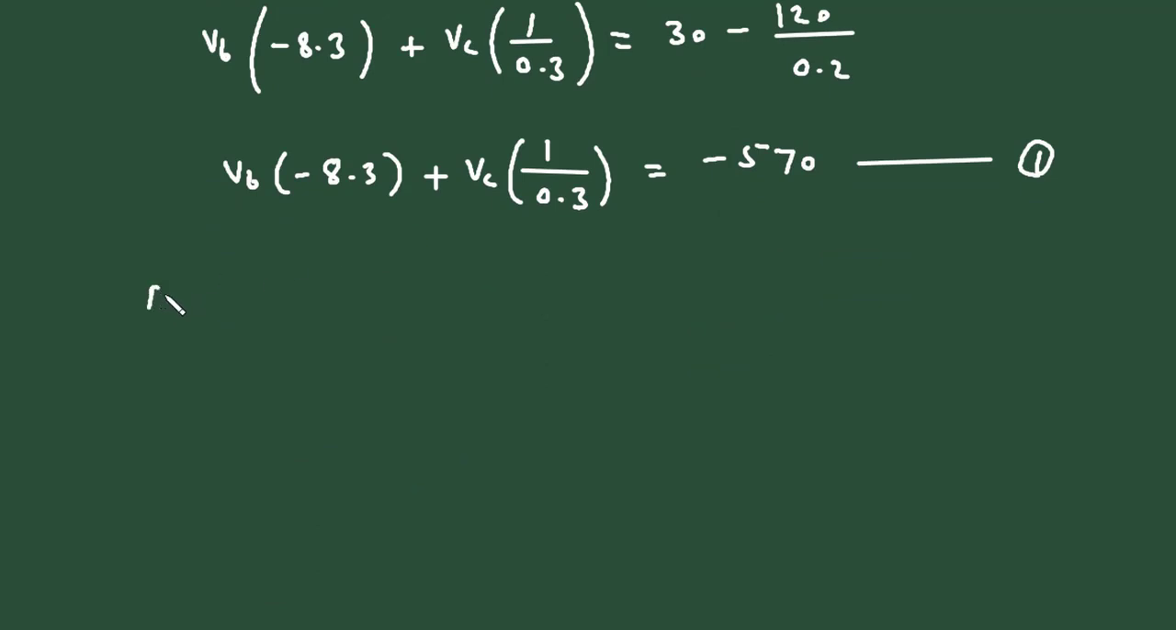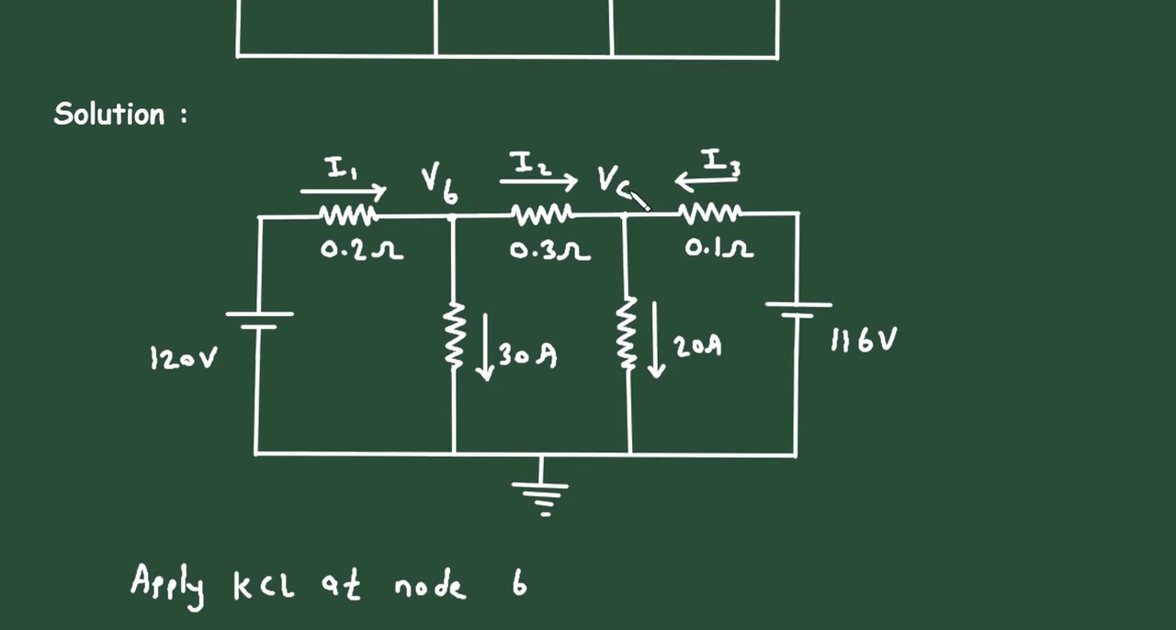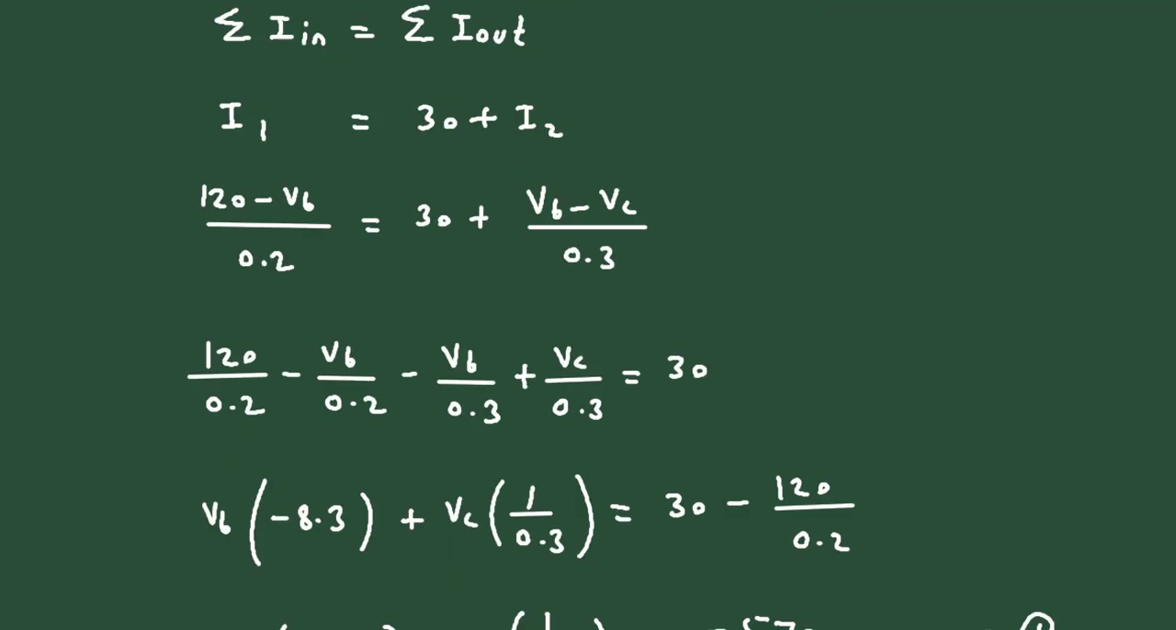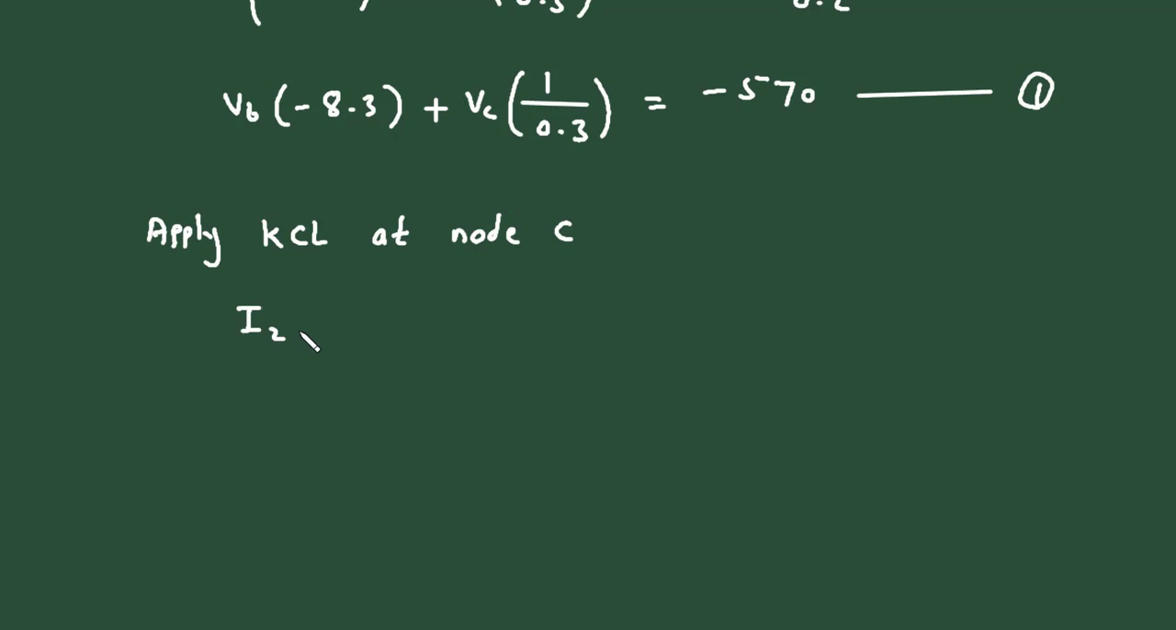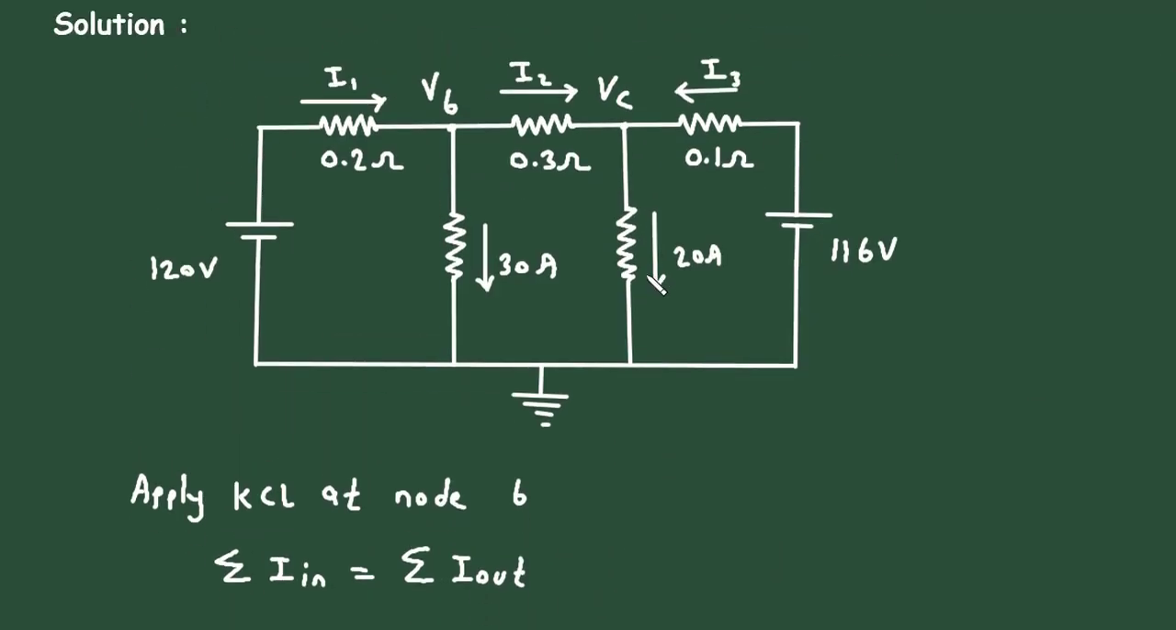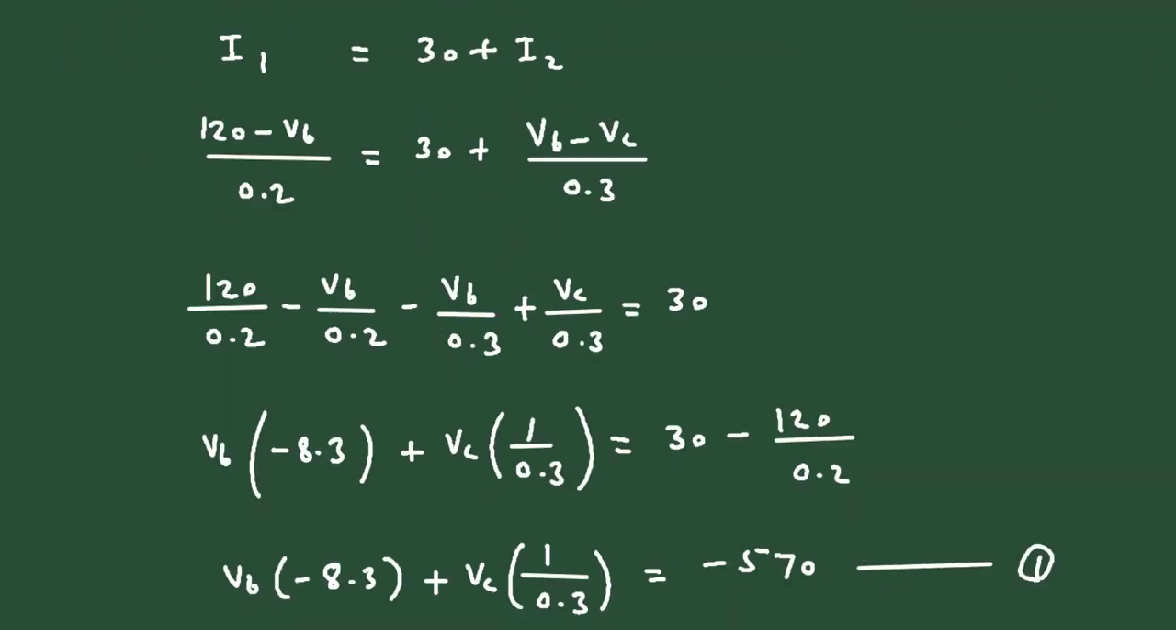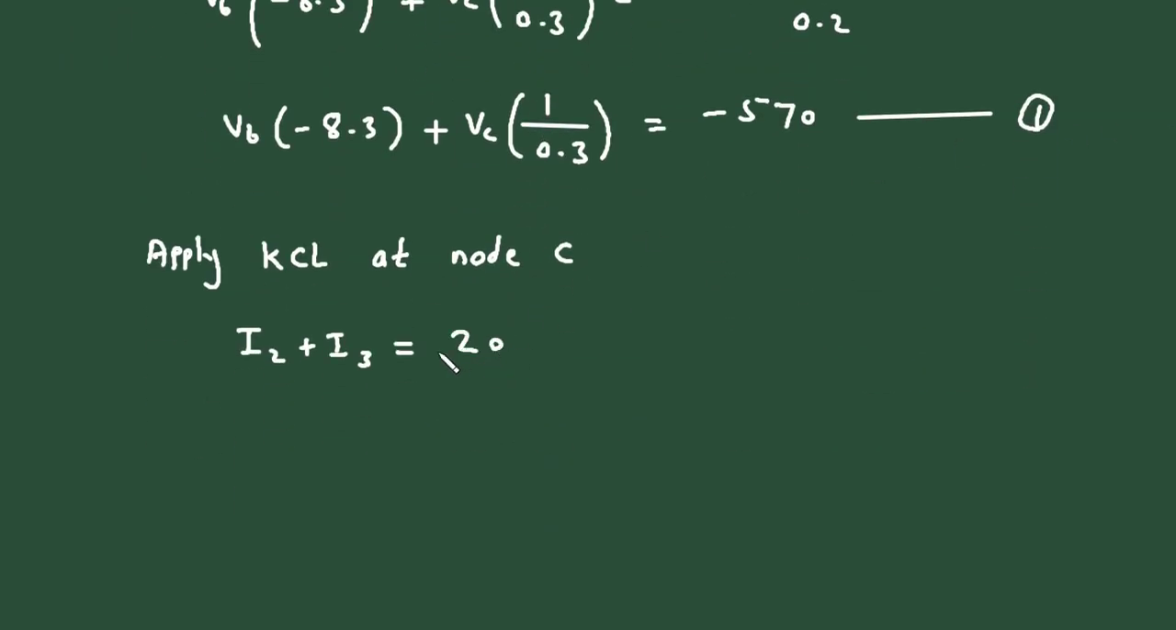Next is apply KCL at node C. According to KCL again, the summation of all the currents entering a node is equal to the summation of all the currents leaving the node. So here the entering currents are I2 plus I3. I2 plus I3 is equal to the leaving current, which is only 20 ampere.